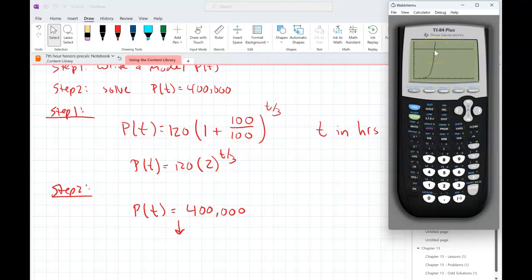But the point is I can see the intersection. That's all I really care about. So I do second trace, intersect command, and since there's only 2 curves, I just press enter 3 times. And I get about 35.11.